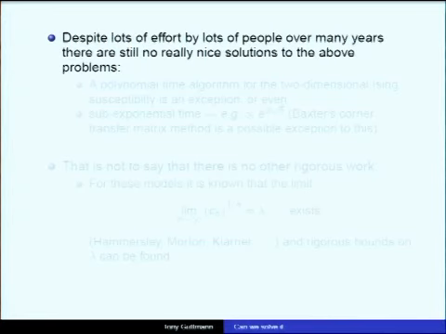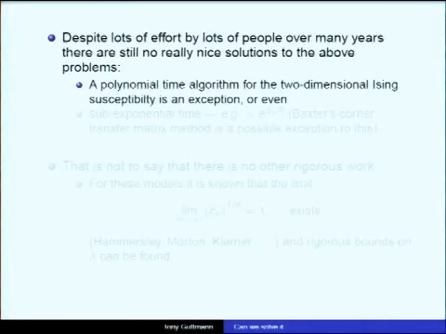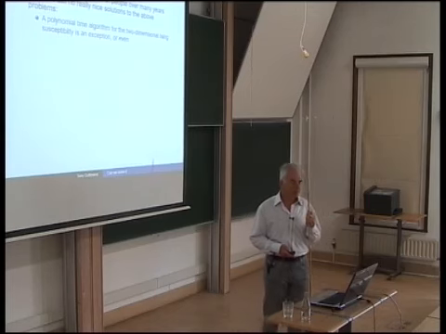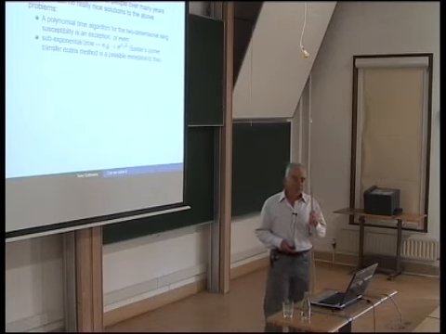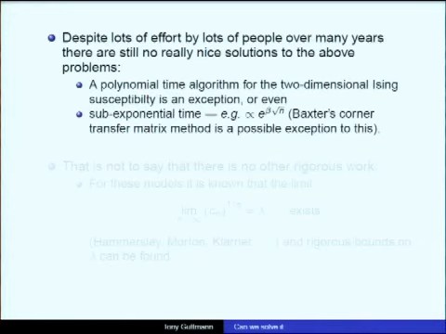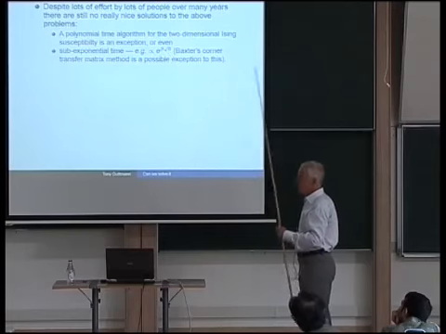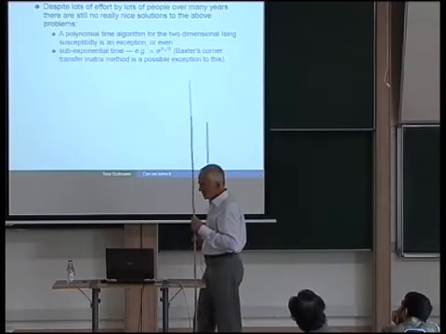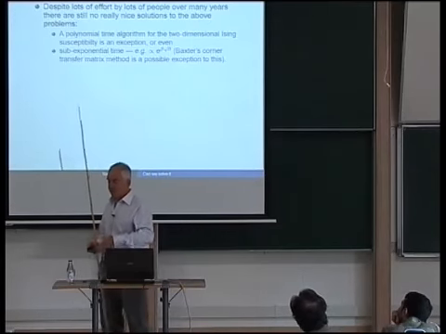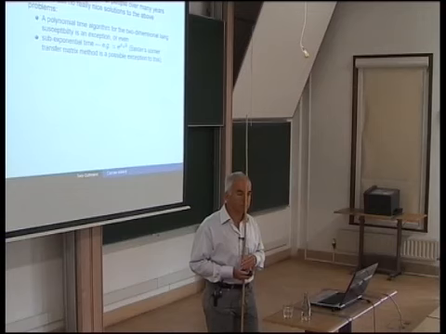However, as I remarked, despite lots of effort by lots of people over many years, there are still no really nice solutions to the above problems. And as I mentioned, the polynomial time algorithm for the two-dimensional Ising susceptibility is an exception. There are possibilities. Baxter developed an algorithm which we think is sub-exponential in time, but nobody's even proved it. It is the corner transfer matrix method, where it is conjectured that the computational complexity goes like e to the beta root n, but as I say, this hasn't been proved. It's just based on extrapolations of times with n.